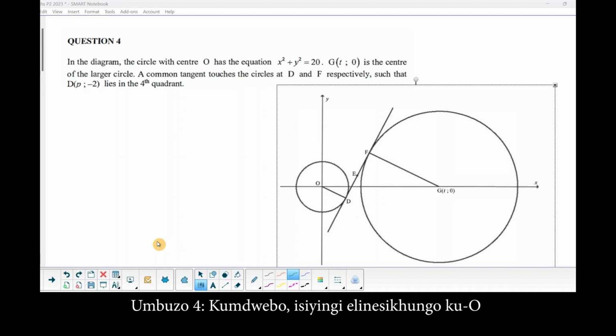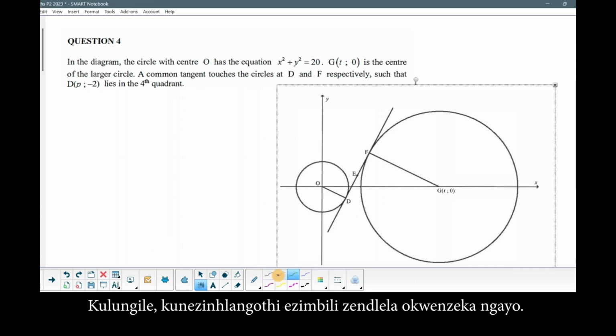Question 4. In the diagram, the circle with center O has the equation x squared plus y squared equal to 20. G, which is (t, 0), is the center of the larger circle. A common tangent touches the circles at D and F respectively, such that D, which is (p, -2), lies in the 4th quadrant.